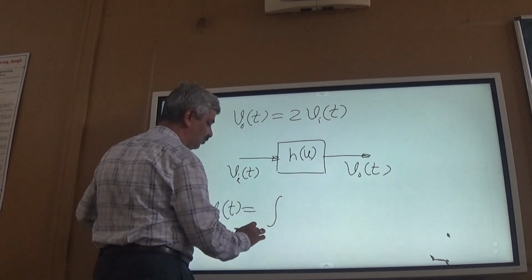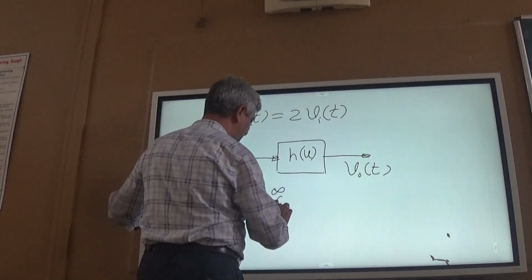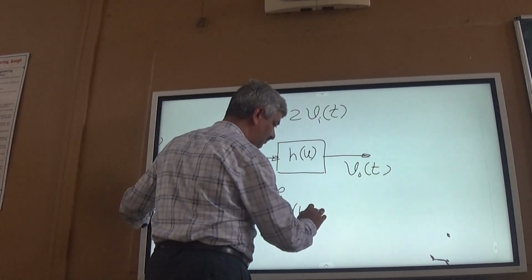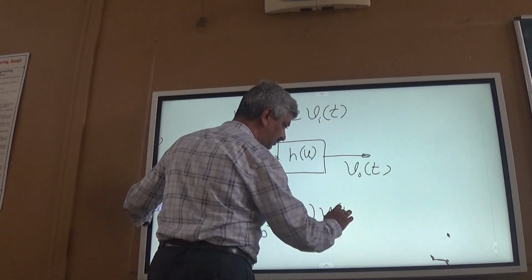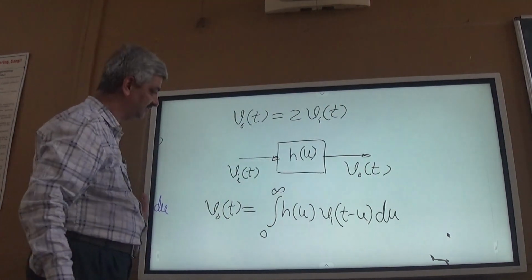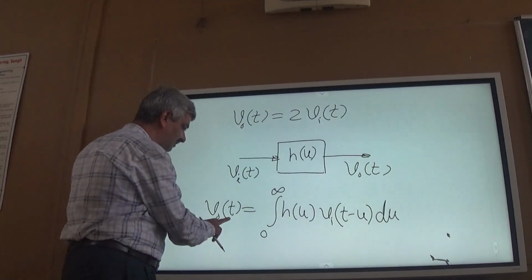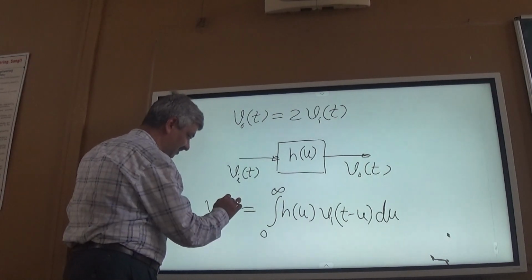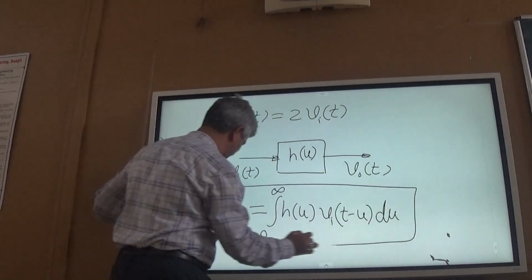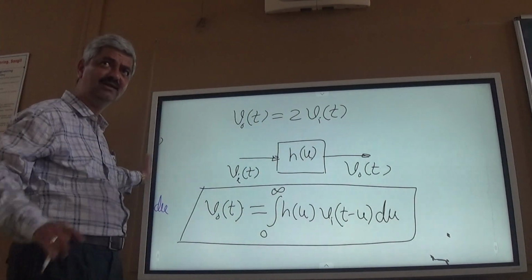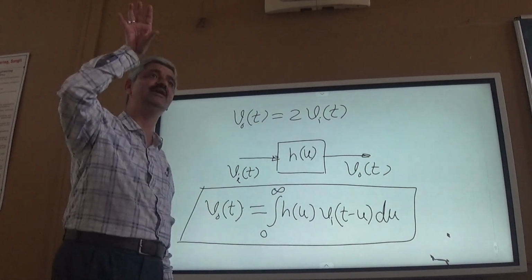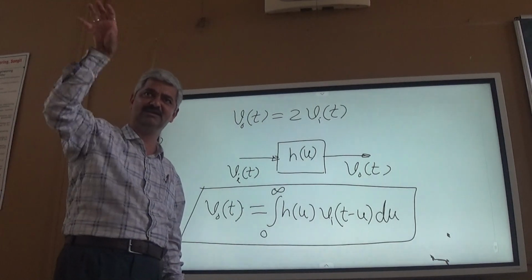VOT is equal to the convolution from 0 to infinity of H of U, Vin of T minus U, du. Right? So it is applicable for all systems in the world, and then the function HU defines different systems. For every system there is a unique HU, a unique transfer function.